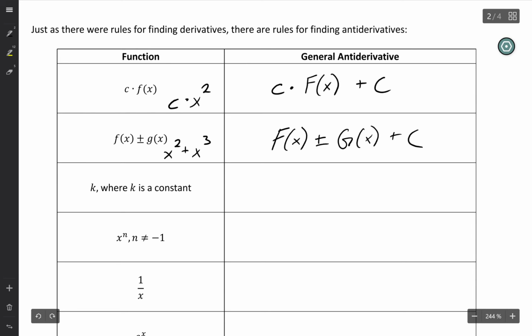If you are just looking for the antiderivative of a constant, like 3 in our last problem, or even 2, or sometimes 1, the antiderivative is going to be kx plus c.